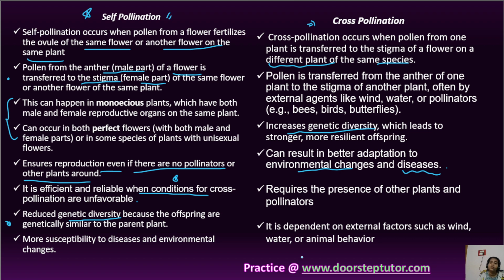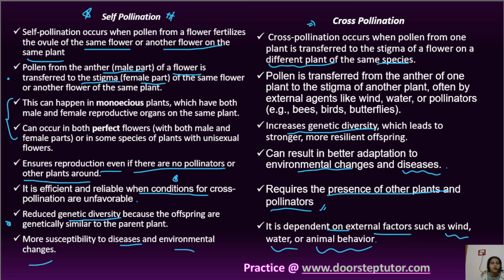If we talk about the disadvantage of cross pollination, it requires the presence of other plants and pollinators. Now for self-pollination, there is more susceptibility to diseases and environmental changes because the genetic diversity is low. While in cross-pollination, another disadvantage is that it is dependent on external factors, and these external factors can be wind, water, and animal behavior as well.